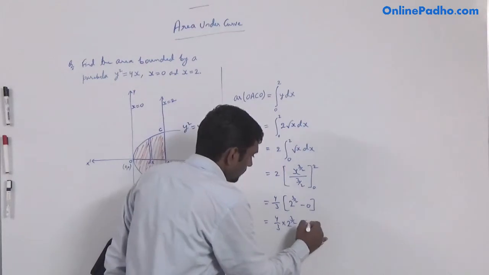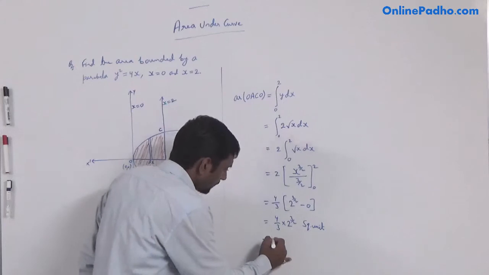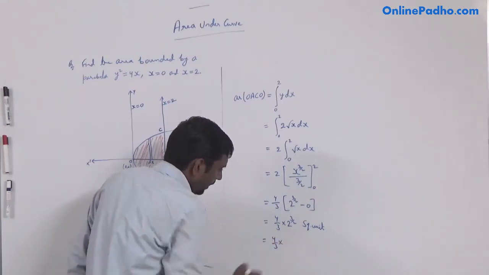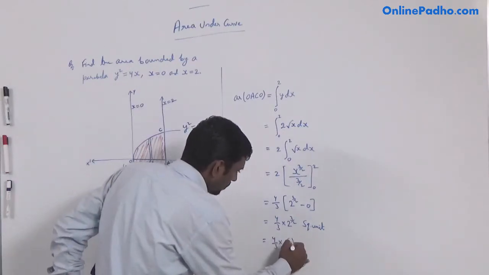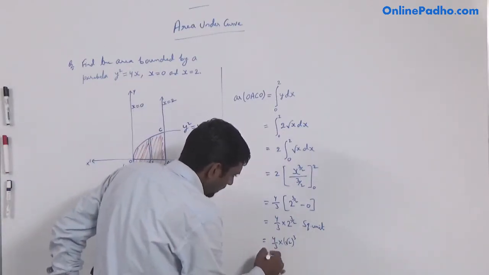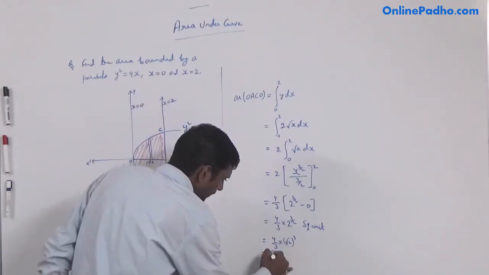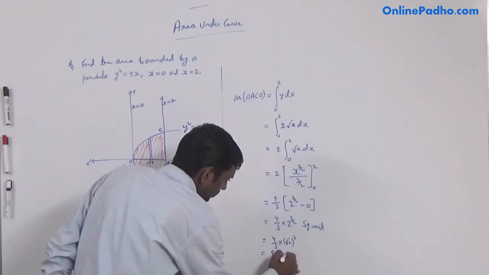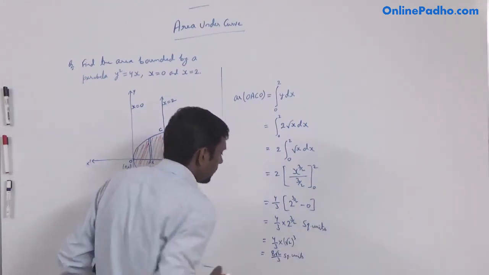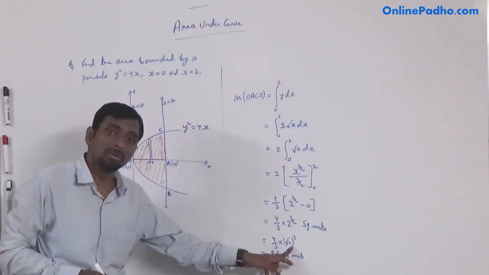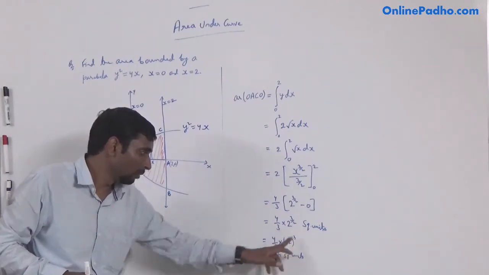Square unit. We can also simplify this as 4 by 3 multiplied by 2 to the power 1 by 2, which is root 2, so we can write it as root 2 to the power 3. Finally, root 2 to the power 3 can be written as 2 root 2. So it can be written as 8 root 2 by 3 square units, right? Now root 2 to the power 3 is equal to root 2 multiplied by root 2, root 2, and 2 multiplied by 4 gives 8 root 2 by 3.